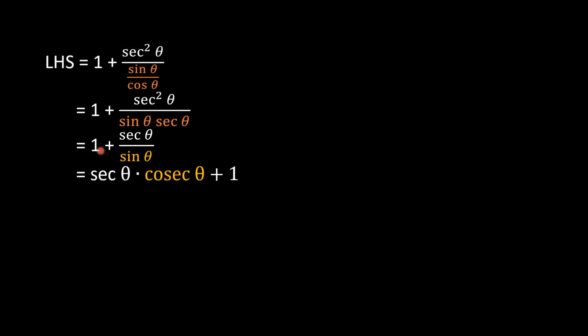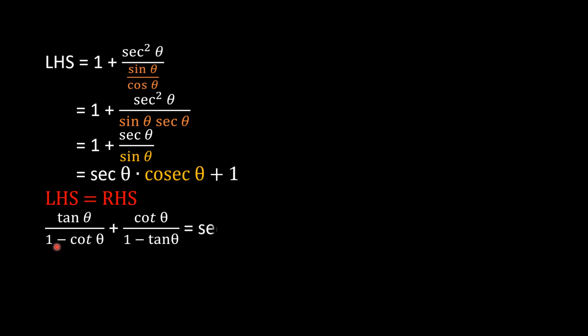Now this is the right hand side, so we have left hand side equals right hand side. Hence tan theta divided by 1 minus cos theta plus cot theta divided by 1 minus tan theta equals sec theta into cosec theta plus 1 is proved.